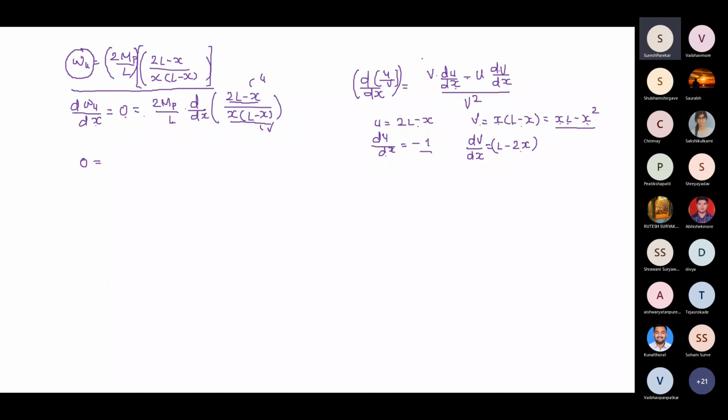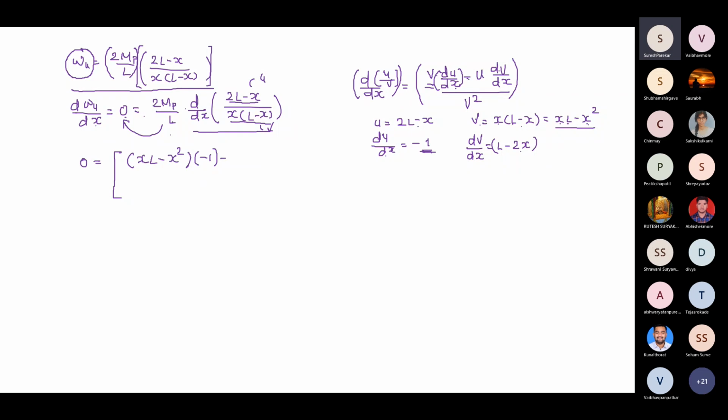And now we will substitute these values in this equation directly. Now this 2 MP by L will go on left side, becomes 0, and then we have only this portion. And therefore I will substitute values directly. So we have V value, we have XL minus x². So we have XL minus x² into du by dx. Du by dx we have -1. So we will substitute it as -1.